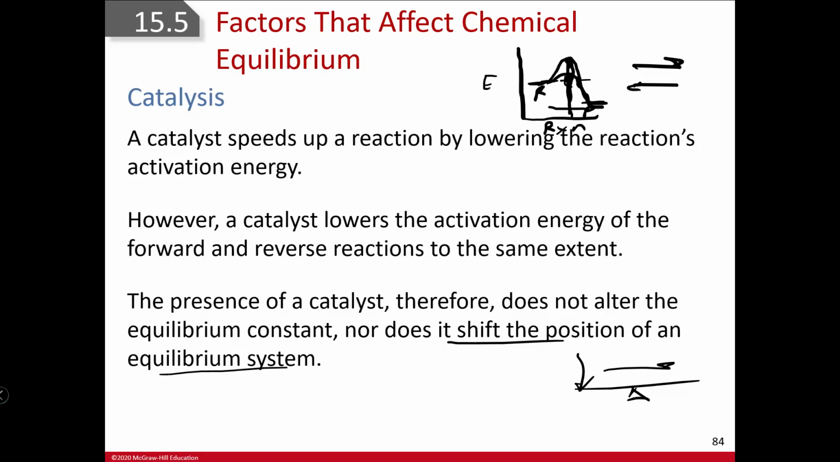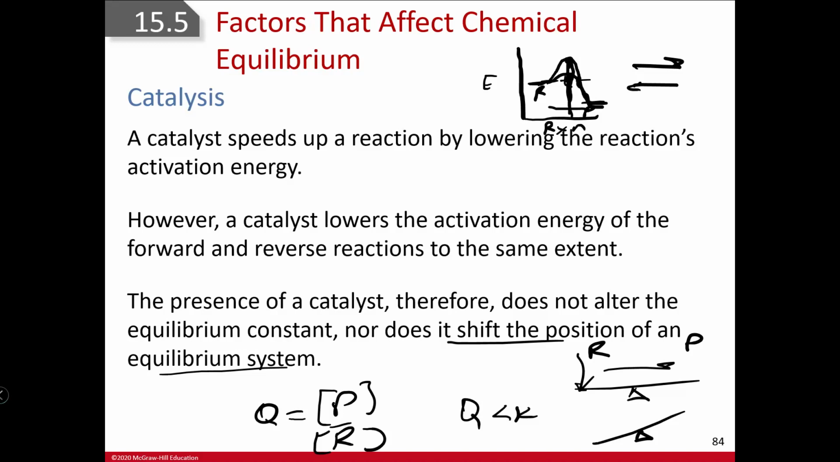So shifting to the right here. So if I add more here, that means Q is going to be less than K. And you go, how do you know that? Because if this is the reactant and this is the product, and I'm adding more reactant, then this thing gets out of balance like so. And we know that Q for this is equal to product over reactant. And so if we increase the reactant, then the overall ratio gets less than K. And so we get the seesaw looking like this, and the reaction has to shift to the right to make up for that extra reactant that we added.